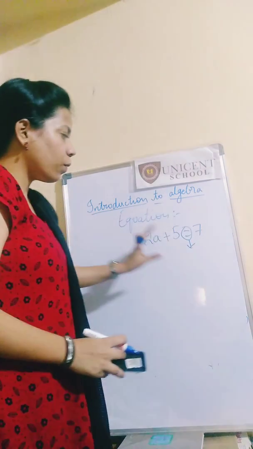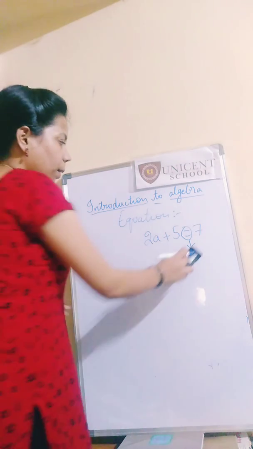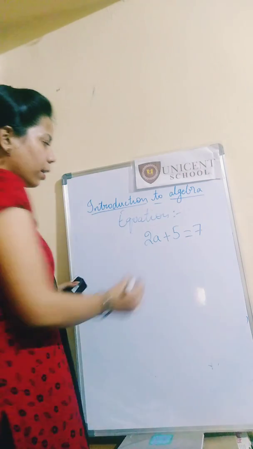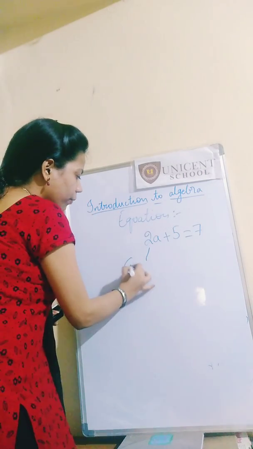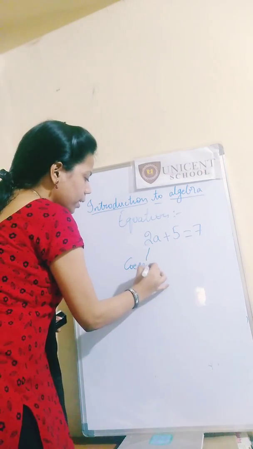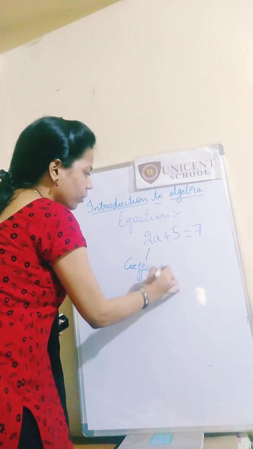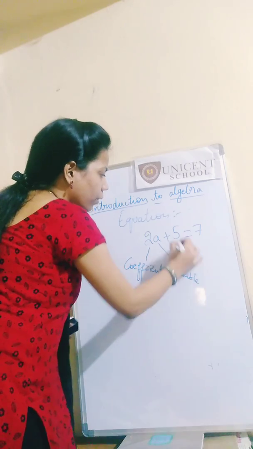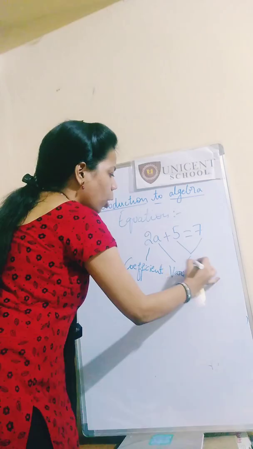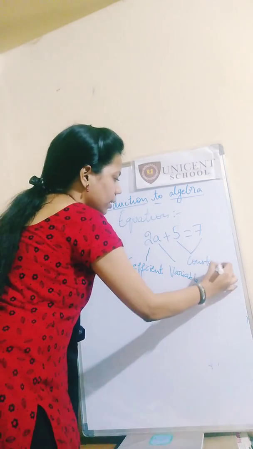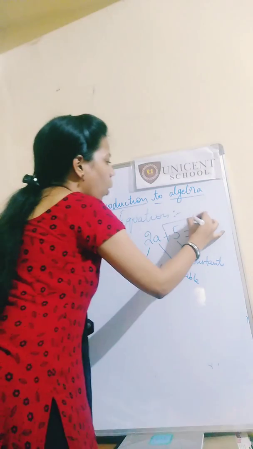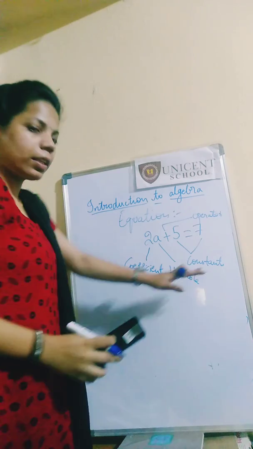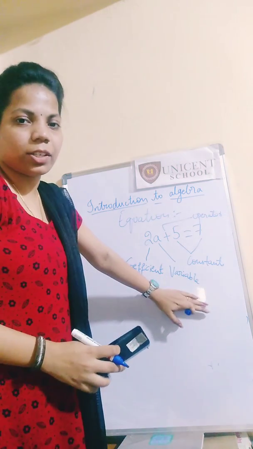Understood? So what are the different parts of an equation? Here 2 is called coefficient. A is variable. 5 and 7 are called constants. And plus is operator. Okay, these are the various terms involved in an equation.